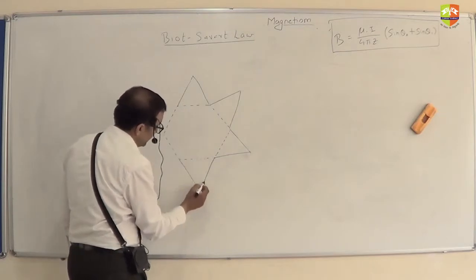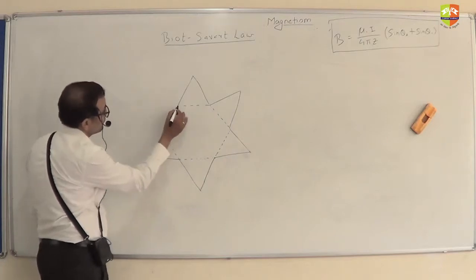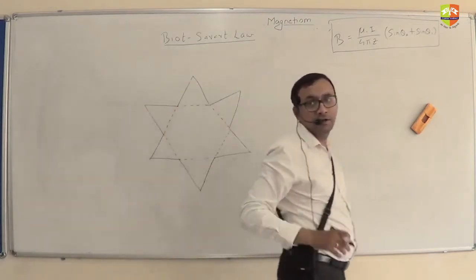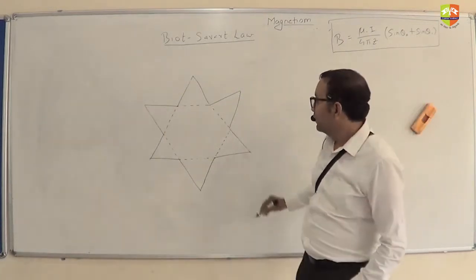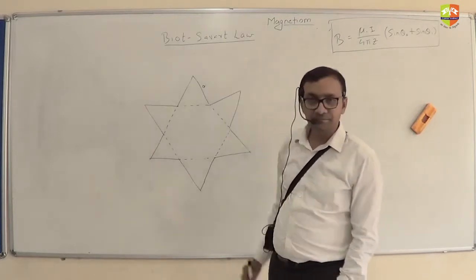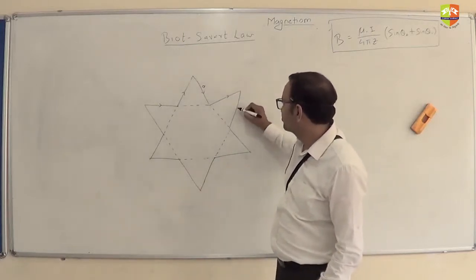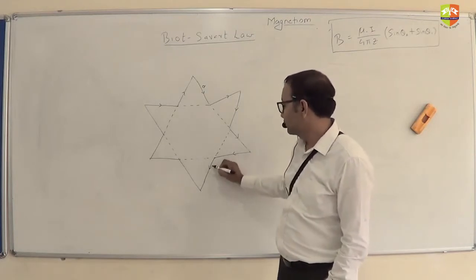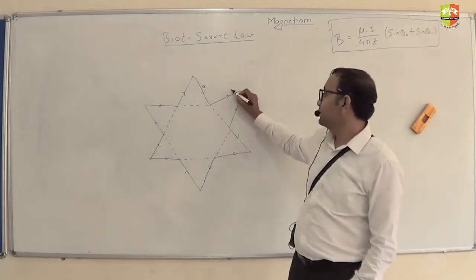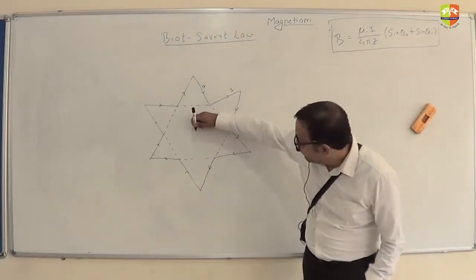Extend the side of the hexagon, and equal triangles will get formed automatically. These are equal triangles. The side length of the triangle is A. And current is flowing like this. So a star sort of structure is formed. Current is I. You have to find the magnitude at the center.